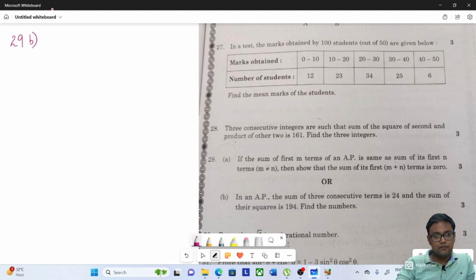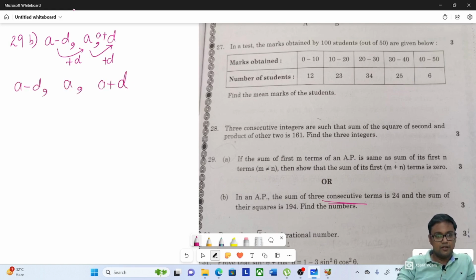question 29th part B. The sum of three consecutive terms: whenever you see consecutive terms, you can use this expression, a minus d, then a, then a plus d. Remember x minus 1, x and x plus 1, we just did three consecutive integers. In the same manner, a is d ahead of a minus d and a plus d is d ahead of a. So these three terms are consecutive. After a minus d comes a, after that comes a plus d. The sum of these three consecutive terms is 24.